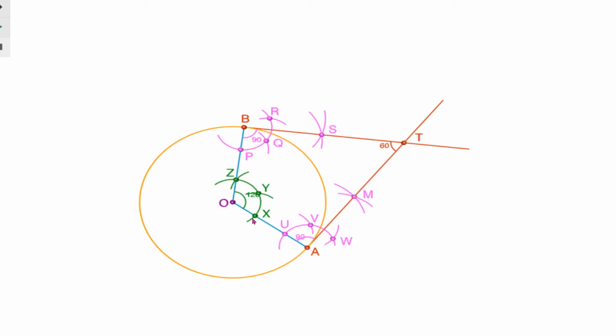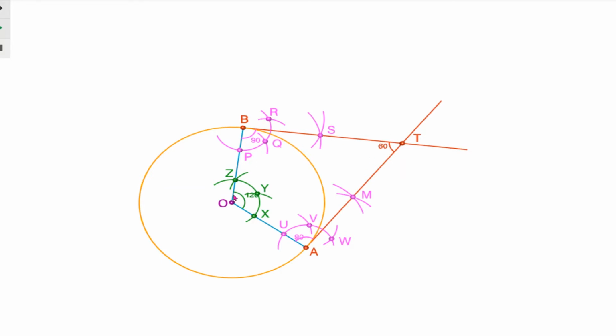OATB is a quadrilateral in which this is 60 degrees and this is 90 degrees, because the radius is perpendicular to the tangent at the point of contact. Here also, this radius and this tangent at any point of the circle is perpendicular to the radius through the point of contact. So this is 90, this is 90, this is 60. According to the angle sum property of a quadrilateral, the sum of all the angles of a quadrilateral is 360 degrees. So this is 120 degrees.